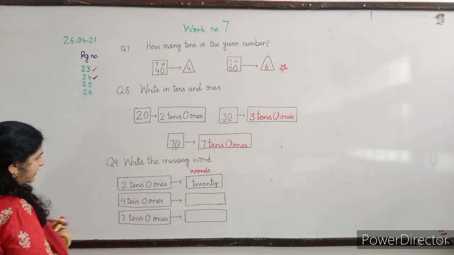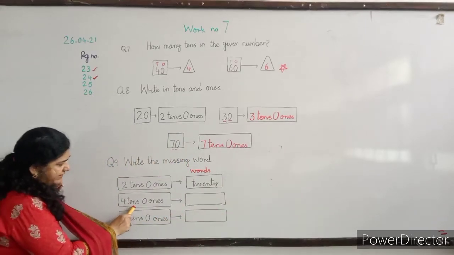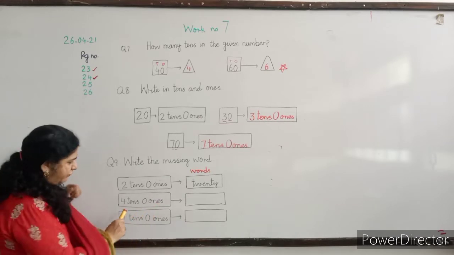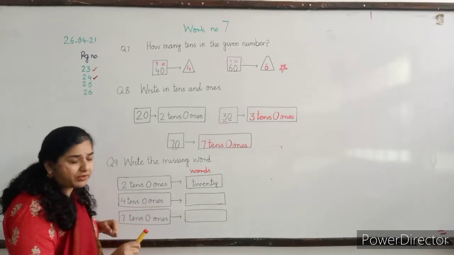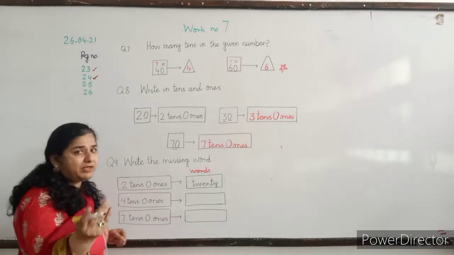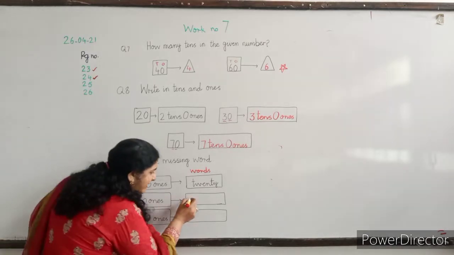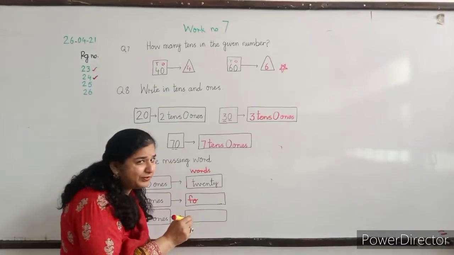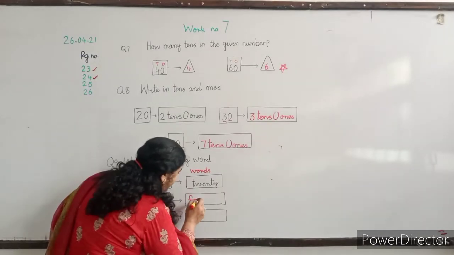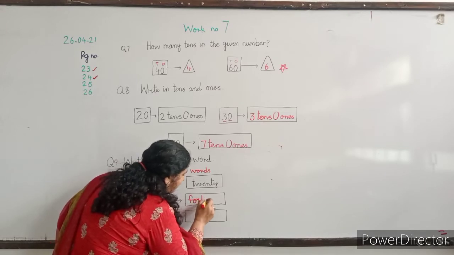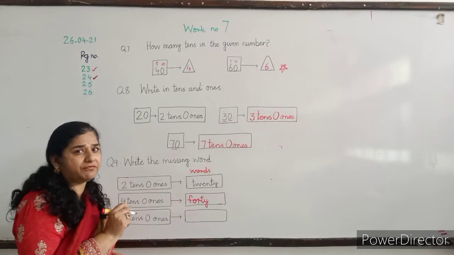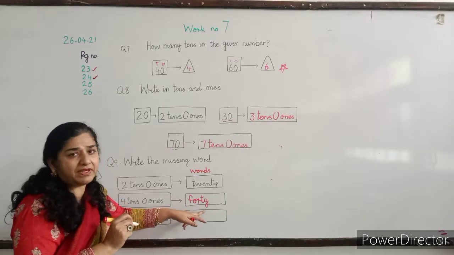Read it. 4 tens, 0 ones is 40. 4 tens and 0 ones is 40. How will we write 40? Come on, tell me the spelling. F-O-R-T-Y. 40. Right? This is not 40. This is 40. F-O-R-T-Y. 40.